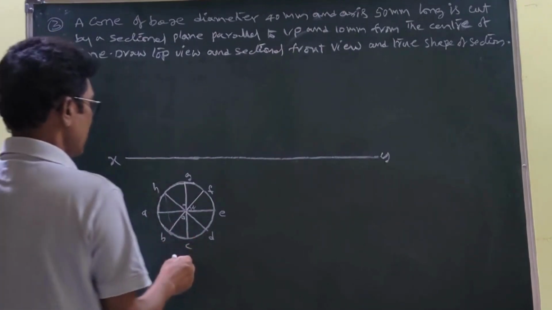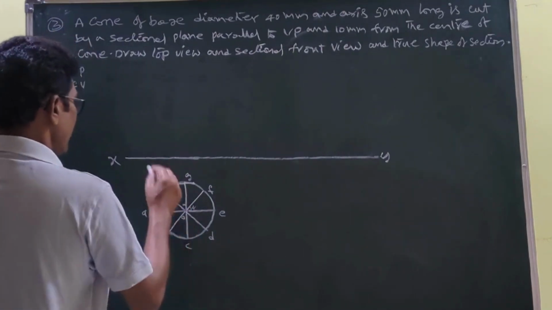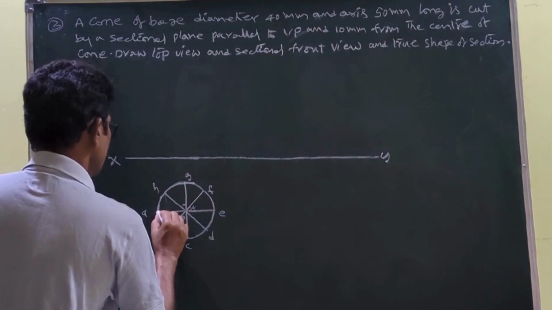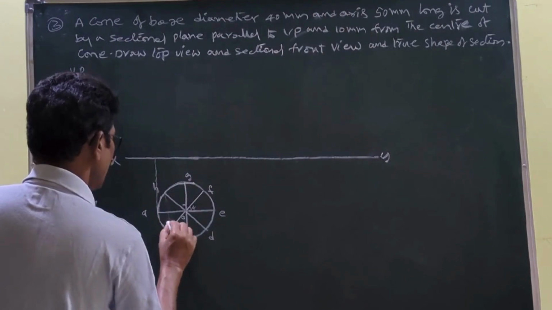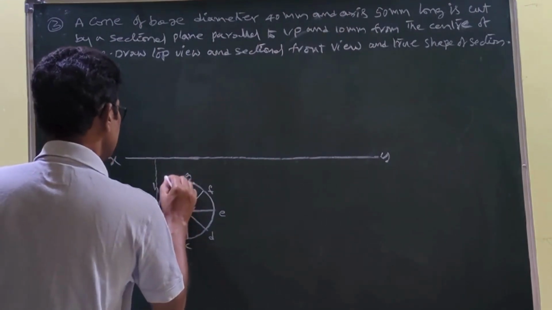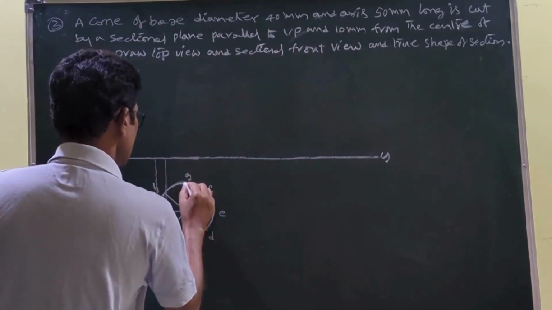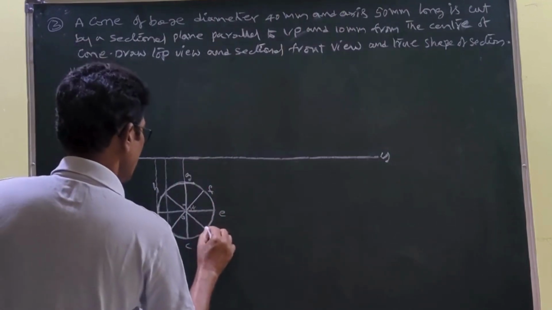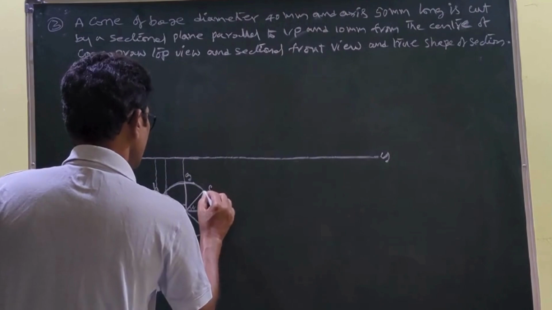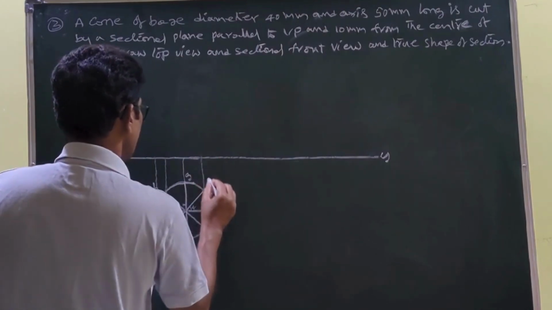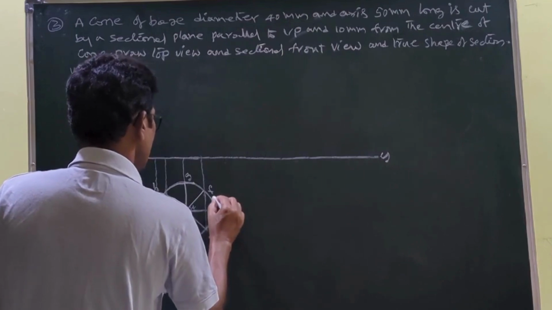Next, from this we can develop the front view. You draw the projectors like this. This should be passing through the same line. Draw the projectors. Here also D and F are passing through the same line. You draw the projector. From E you draw the projector.